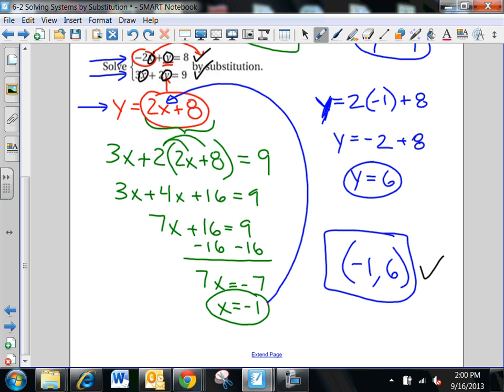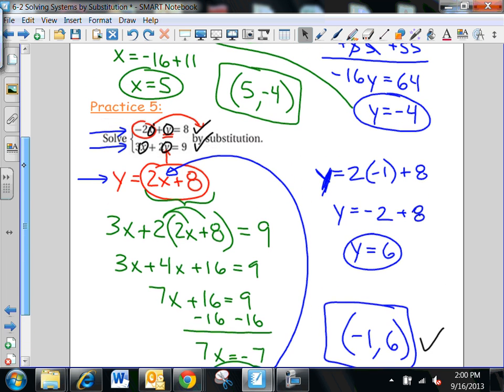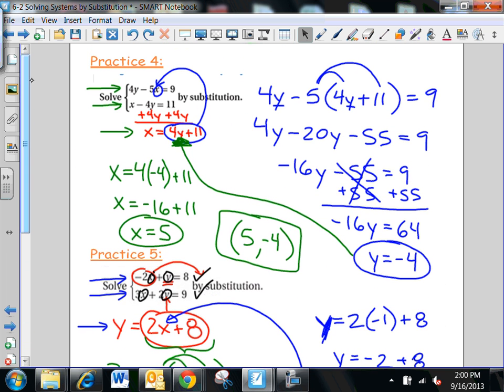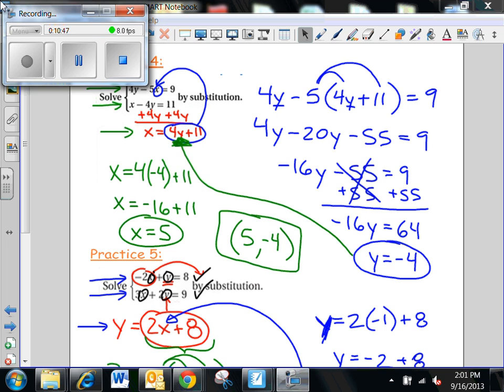So I want you to go back through and find the number of the problem that a mistake was made on. One of the answers is not correct. I want you to go back through and figure out which one that is and be able to tell me tomorrow in class.